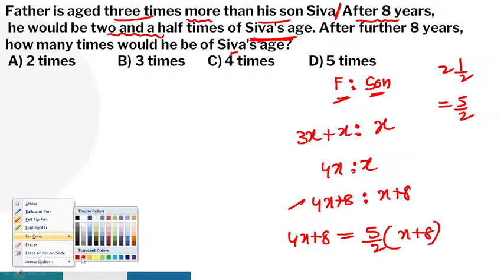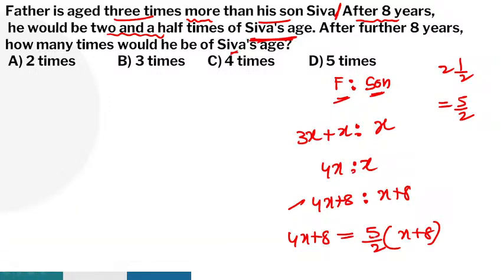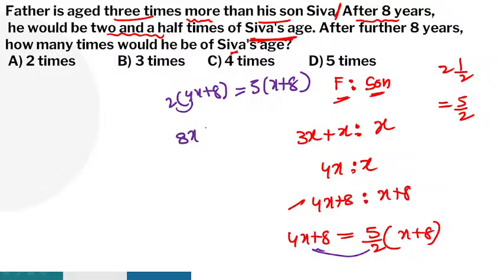Find out the x value guys. రైట్, ఈ 2 ని సైడ్ తీసుకొచ్చేద్దామండి. అప్పుడు ఏమవుతుంది? సో 2 into 4x plus 8 is equal to 5 into x plus 8 అండి. Let me calculate. సో 2 4s are 8x. 2 8s are 16 is equal to 5 into x, 5x. 5 8s are 40 అండి.